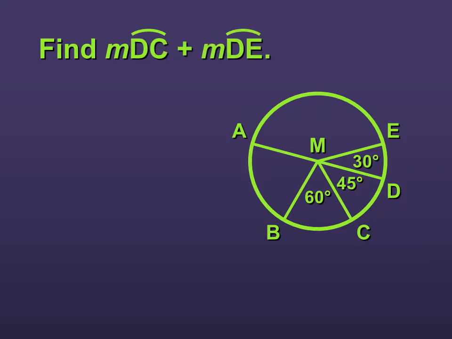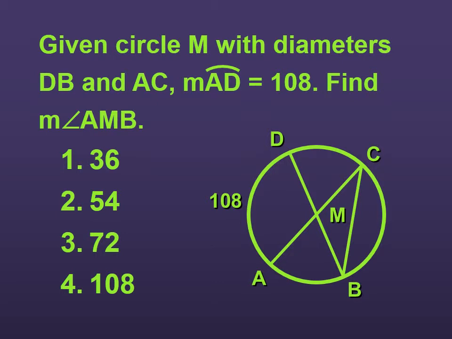All right, next question. We need the measure of arc DC plus the measure of arc DE. So I'll go ahead and work this one out. So DC is 45 and DE is 30, which means that together they equal 75. Okay, so go ahead and look at this question. It's multiple choice, so 1, 2, 3, and 4. Those are your multiple choice answers. So go ahead and pause the video and see if you can come up with the correct answer.